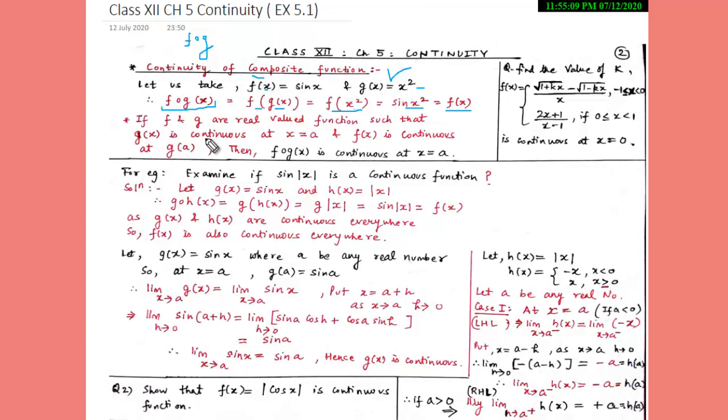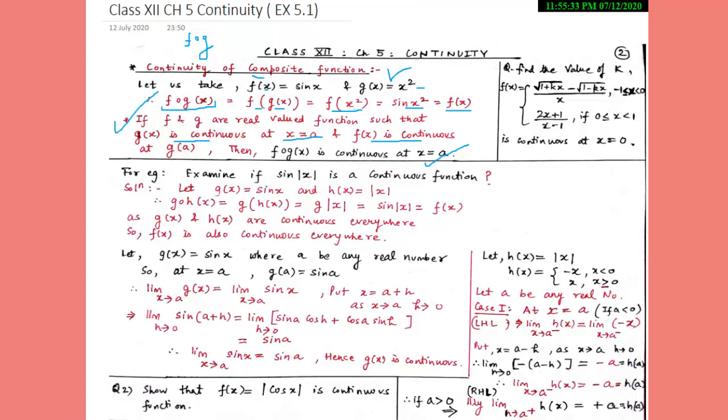So here the definition of continuity of a composite function is that if f and g are two real valued functions, such that g(x) is continuous at x equals a and f(x) is continuous at g of a, then student, from here we can say that the composition function f of g(x) is continuous at x equals a.